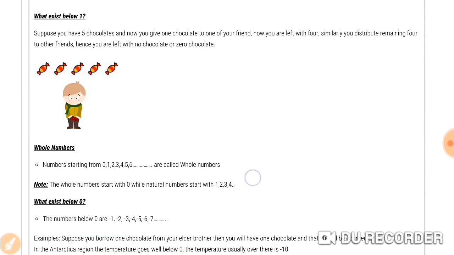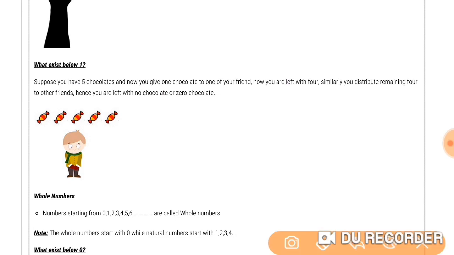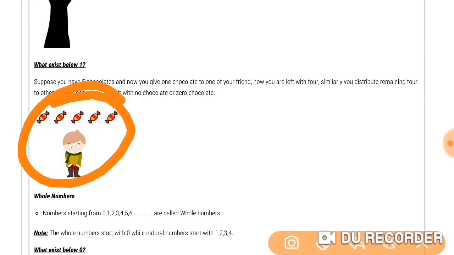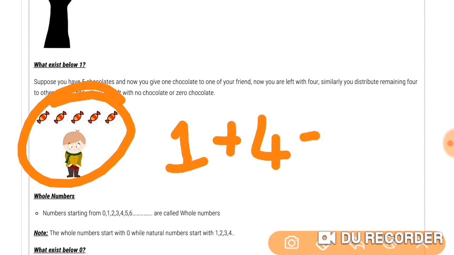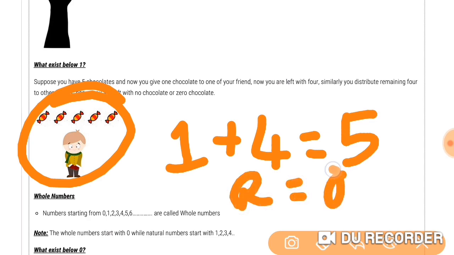Before, we went through 5 chocolates, no? Take an example of that only. First you give 1 chocolate to one friend. Then you give to another friend, and you have 4 left over. So in total you give away 5 chocolates. Then the remaining is 0 chocolates with you.